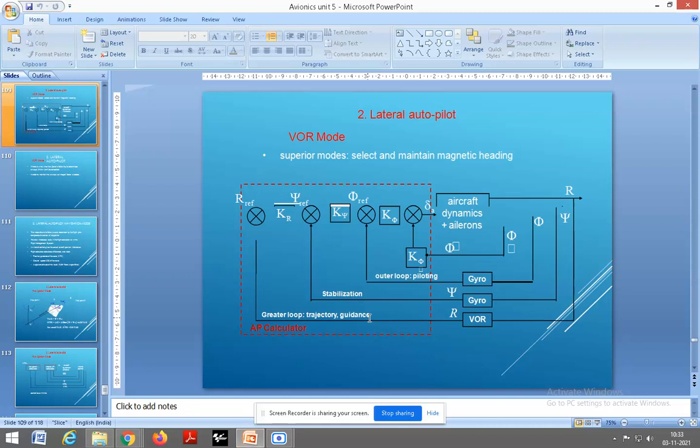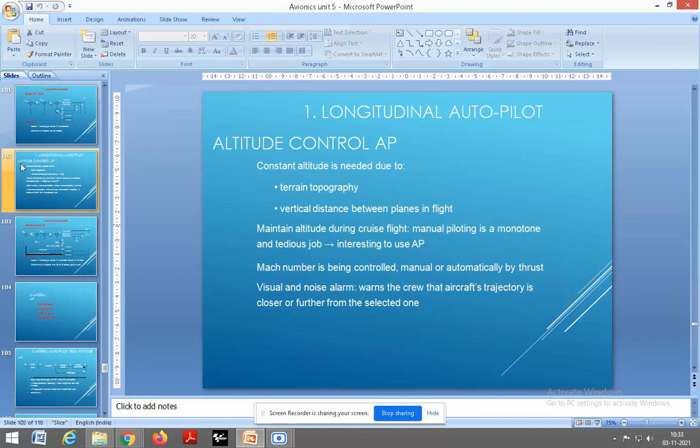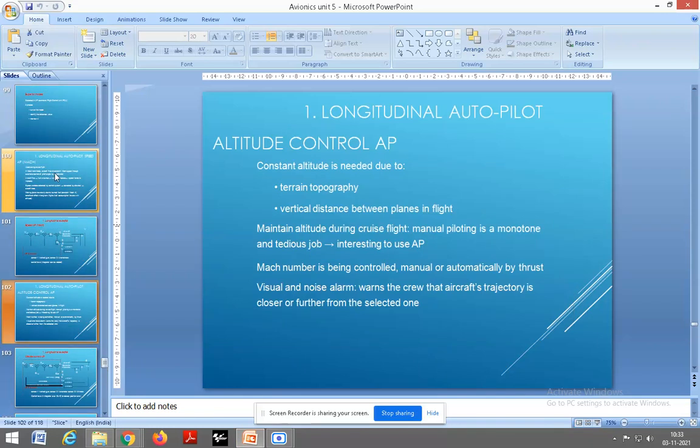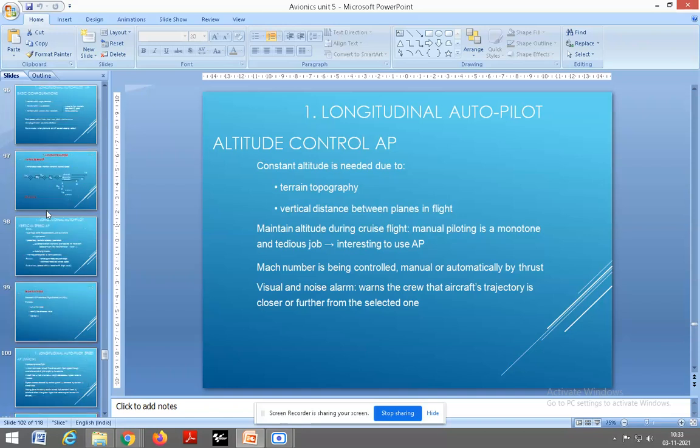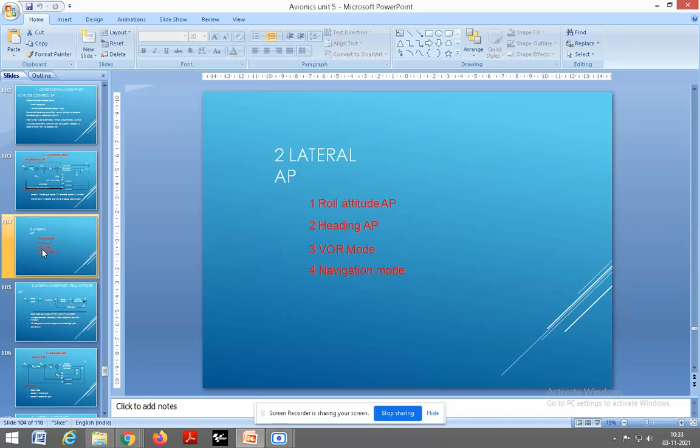Lateral autopilot system. I think you all know the longitudinal autopilot system, where you studied altitude control, direction control, as well as speed control, that is acceleration control. All these controls are studied in the longitudinal autopilot. Now we are going to see the lateral autopilot system.